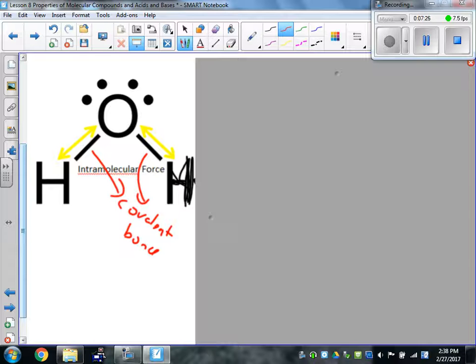Pay attention. Okay? Sharing. That is called intra. That's what holds one water together. Intra. Okay? Intramolecular force. It's what holds this molecule together. That's intramolecular force, otherwise known as a covalent bond. Okay? That's what makes that one water.